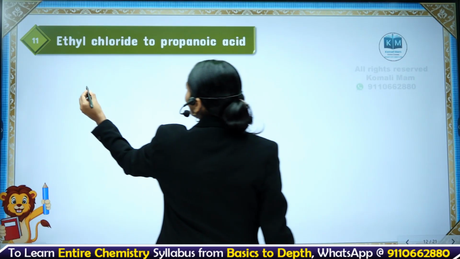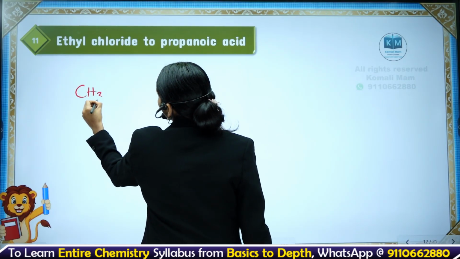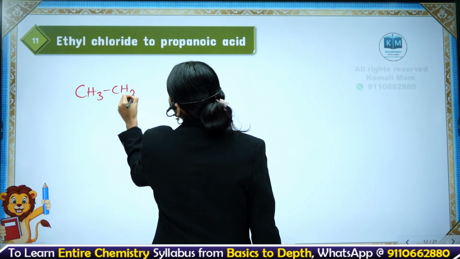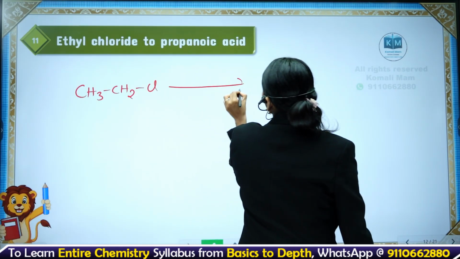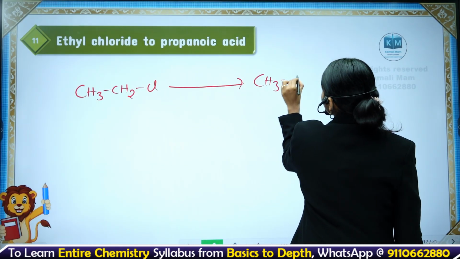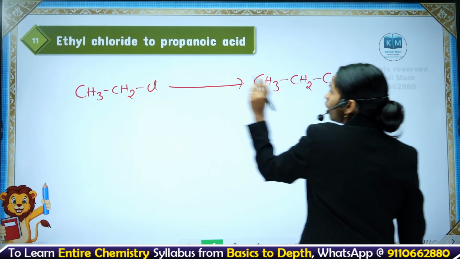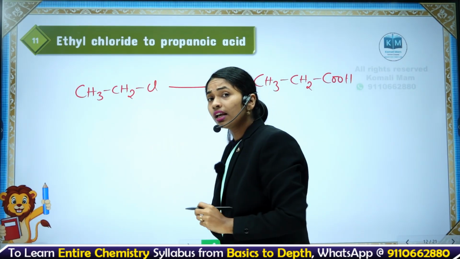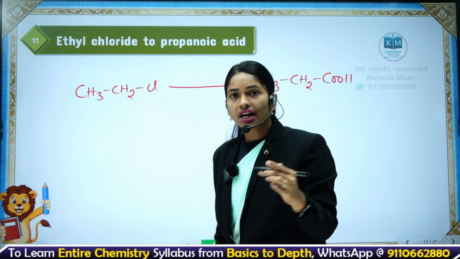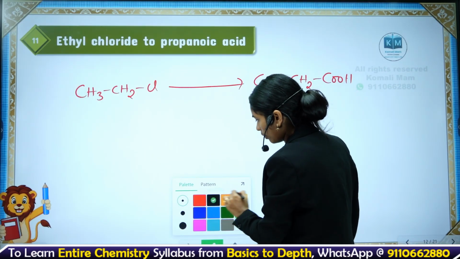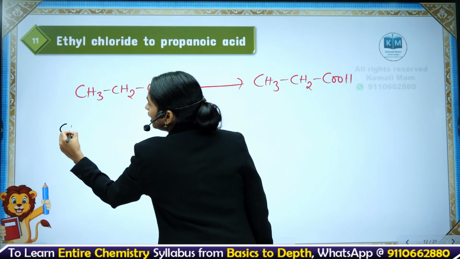Next question, ethyl chloride to propanoic acid. How to get propanoic acid? This conversion you only should say. If it is ethanol, we learned: ethanol is given means how to get chlorine, I told you. Just treat with PCl5 or thionyl chloride. Already ethyl chloride only is given.